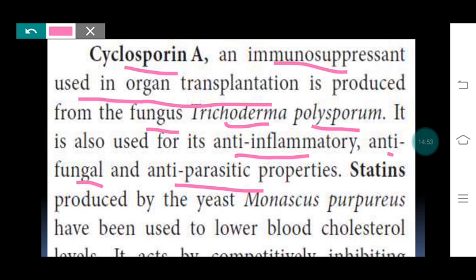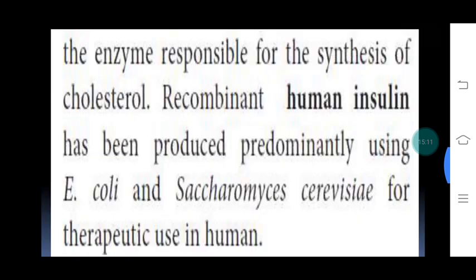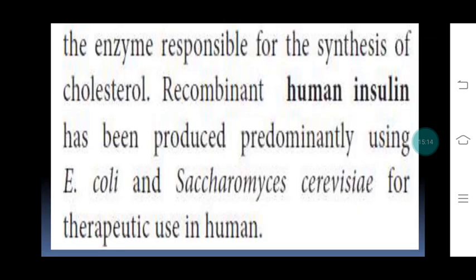The statin is produced from a yeast called Monascus purpureus, and that has been used to lower the blood cholesterol level. Very important. It lowers the blood cholesterol level, as well as acts as a competitive inhibitor of the enzyme responsible for synthesis of cholesterol. Okay, finally we are discussing the recombinant human insulin today, and that has been produced by using two things, E. coli as well as Saccharomyces cerevisiae, for therapeutic use in humans.